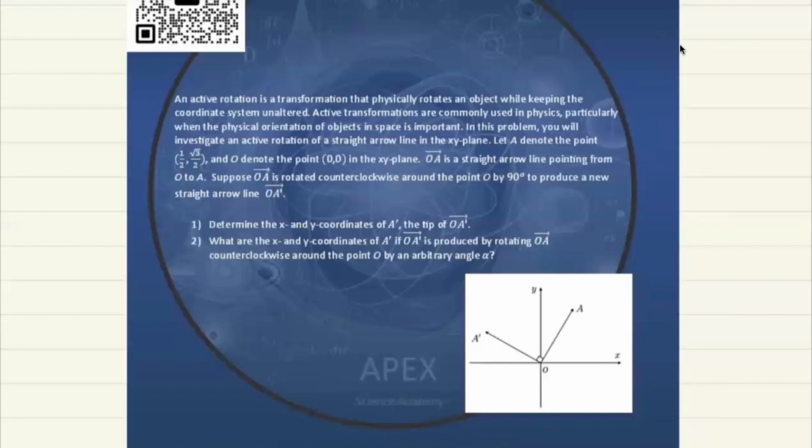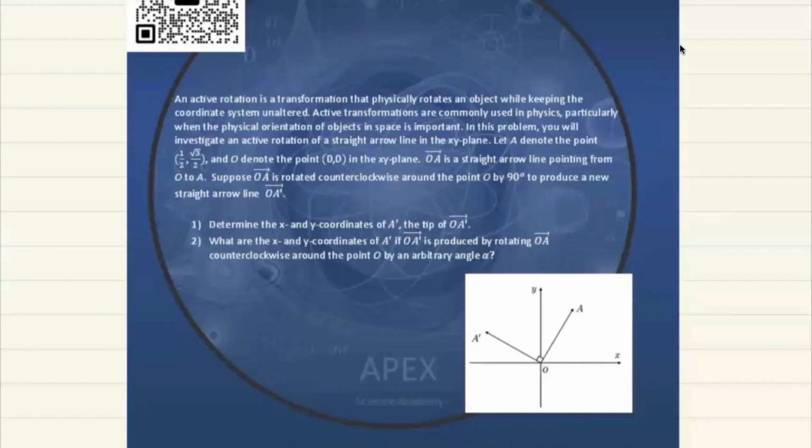So this problem starts by defining an active rotation, which is a transformation that physically rotates an object while keeping the coordinate system unaltered. This is in contrast to the other rotation in physics, which is called the passive rotation. It's a transformation that physically rotates the coordinate system while keeping the object unaltered. Active transformations are commonly used in physics, particularly when the physical orientation of objects in space is important.